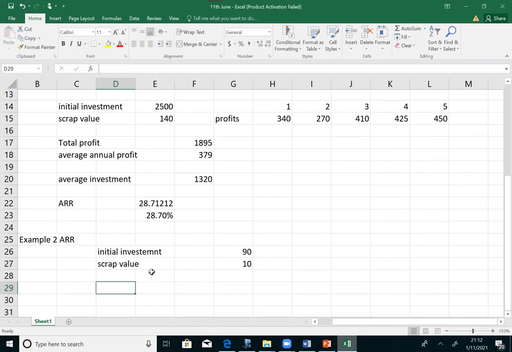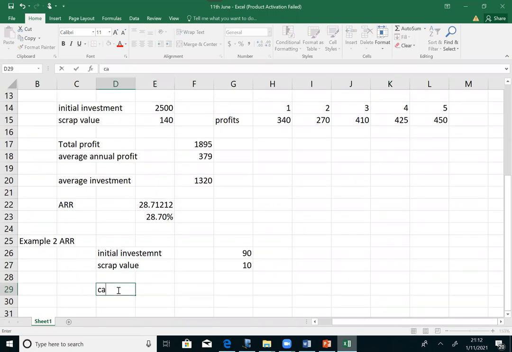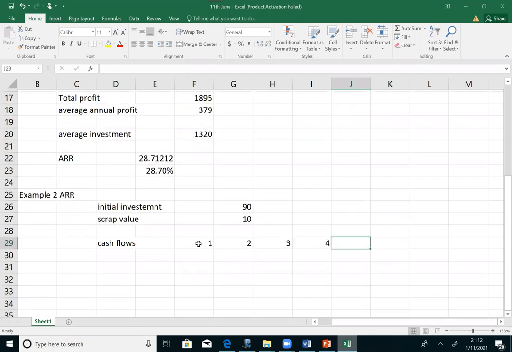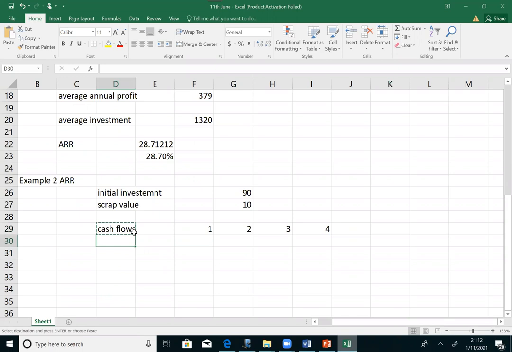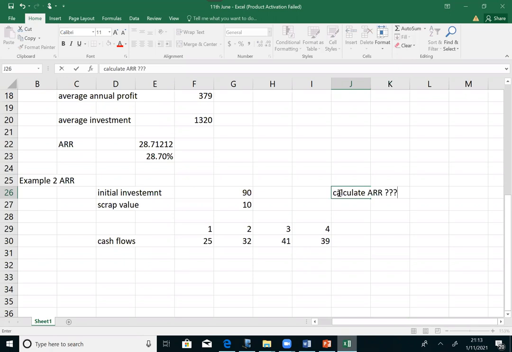And just focus here, everyone. Cash flows from the project for 4 years are as follows: 25 million, 32 million, 41 million, and 39 million. These are the cash flows, and they require you to calculate ARR.